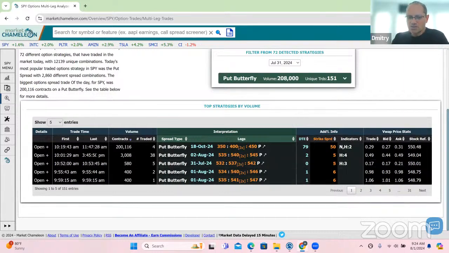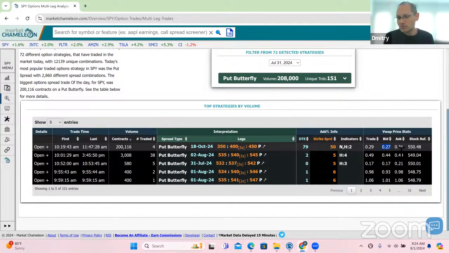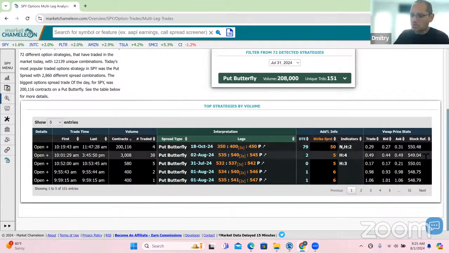Now, if you click on this, if we open this up, well, over here also, let's just go through this. I don't have time for the indicators right now, but let's go through the VWAP prices. So here we see that the trade price that we interpreted is 29 cents. If we looked at the market, if we interpret it as the put spread, the bid was 27 cents. The ask was 31 cents.